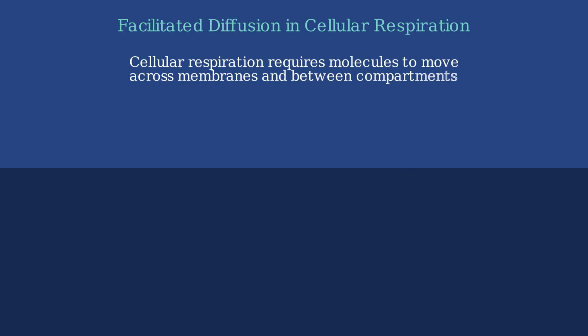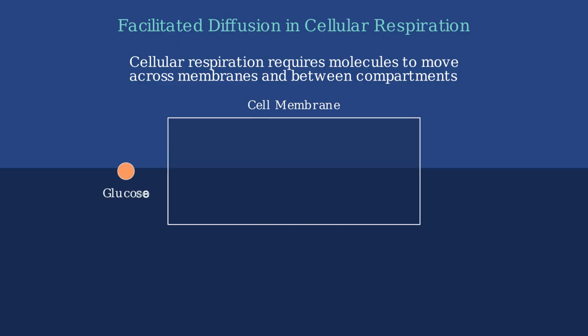Cellular respiration is a vital process that converts glucose into energy. But for this to occur, molecules must first enter the cell and move between different cellular compartments. Facilitated diffusion plays a crucial role right from the start of cellular respiration. Glucose, the primary energy source, must first enter the cell.